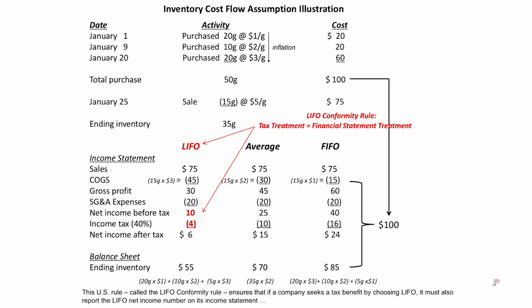This U.S. rule, called the LIFO conformity rule, ensures that if a company seeks a tax benefit by choosing LIFO, it must also report the LIFO net income number on its income statement, a number that is normally lower than the FIFO assumption would have produced. Thus, the public, shareholders, and others see a lower net income number.